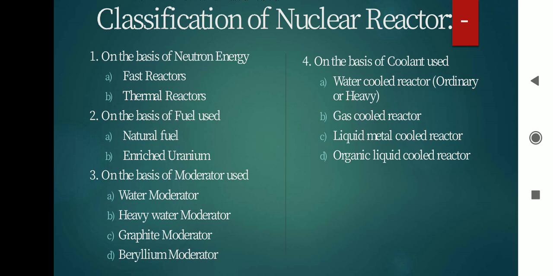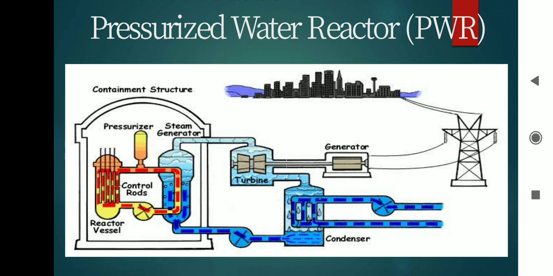In this, we have water cooled reactor, gas cooled reactor, liquid metal reactor, organic liquid cooled reactor, pressurized water reactor, boiling water reactor, CANDU reactor, fast breeder reactor. These all come under the different types of coolants used. Okay, first of all, we will explain the pressurized water reactor.